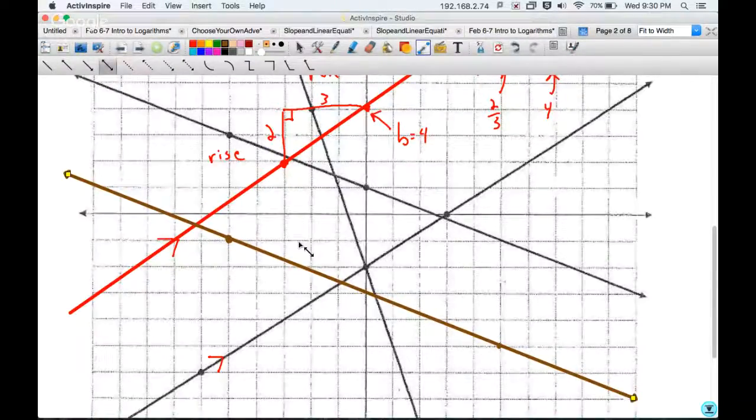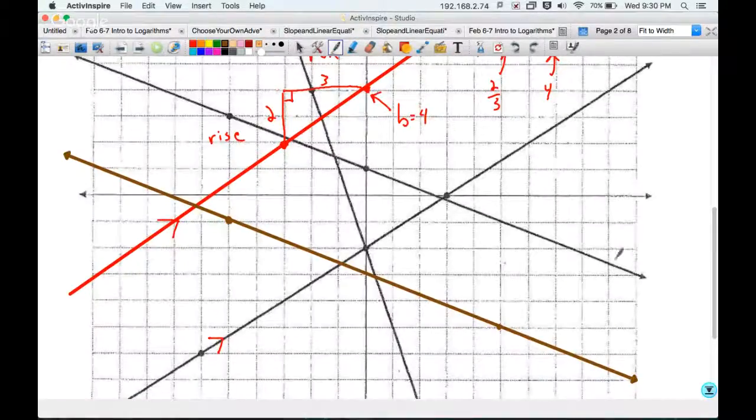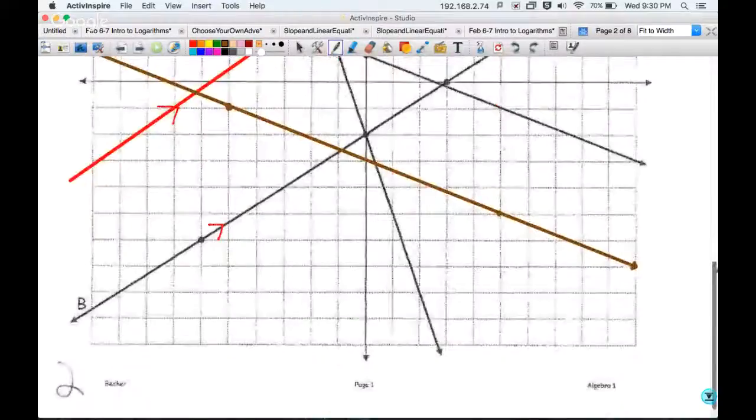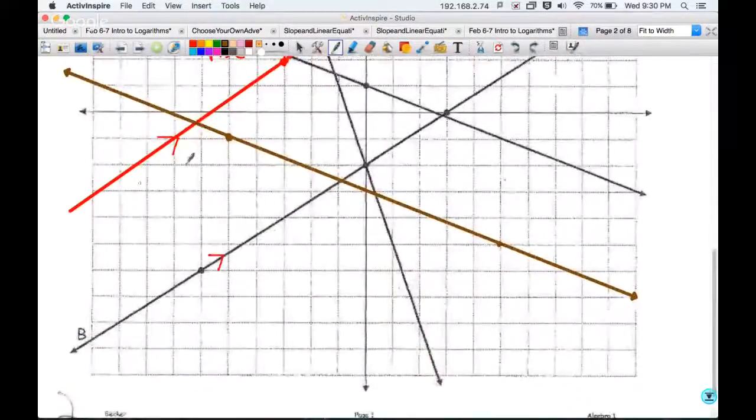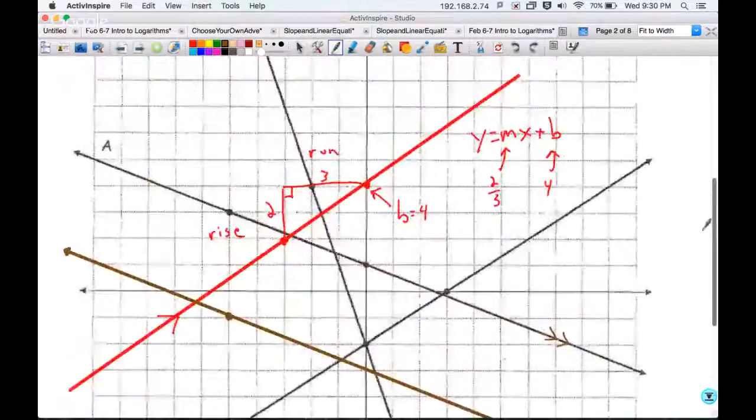Now let's see, is this parallel to any of these black lines? It sure is. It's parallel to this line over here that's marked line A. To show that these are parallel but not parallel to these, we're going to use a similar symbol. We're going to make 2 arrows this time to show that these are parallel to each other but not to these ones over here.